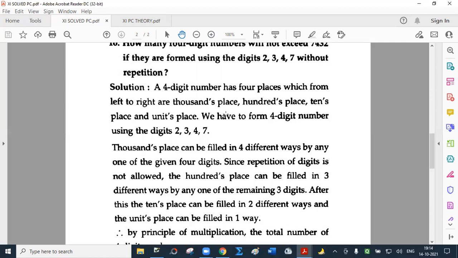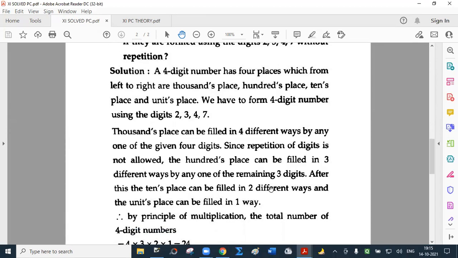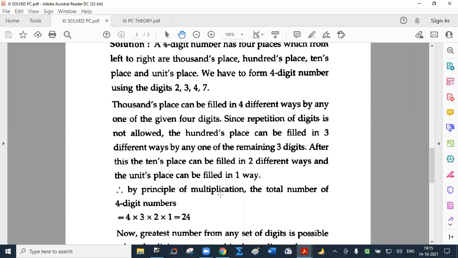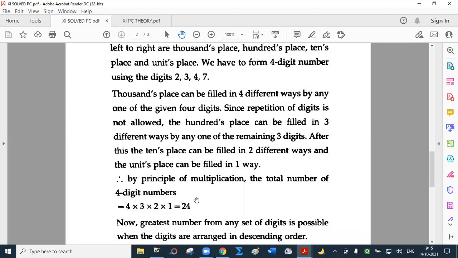See the solution. A 4-digit number has 4 places, which from left to right are thousands place, hundreds place, tens place, and units place. We have to form a 4-digit number using the digits 2, 3, 4, 7. The thousands place can be filled in 4 ways by any one of the given 4 digits. See, 0 is not included, so the degree of difficulty is reduced. Since repetition of digits is not allowed, the hundreds place can be filled in 3 ways, then tens place 2 ways and units place 1 way. So by the principle of multiplication, the total number of 4-digit numbers is 24.